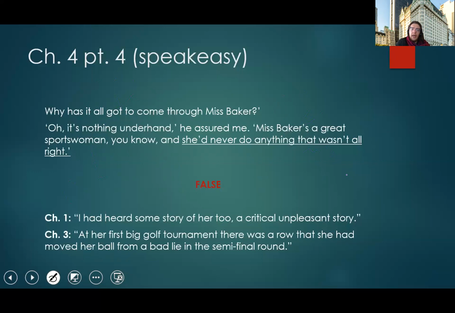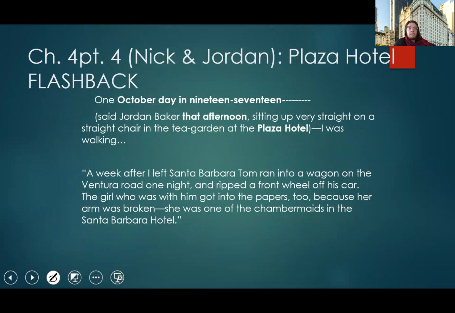a critical, unpleasant story. And then chapter 3, at her first big golf tournament, there was a row that she had moved her ball from a bad lie in the semifinal round. She's a cheater at golf. She's a professional athlete, but she's surrounded by scandal of cheating. She is not a sportswoman who is completely devoid of scandal. And so something is happening here with this lie.